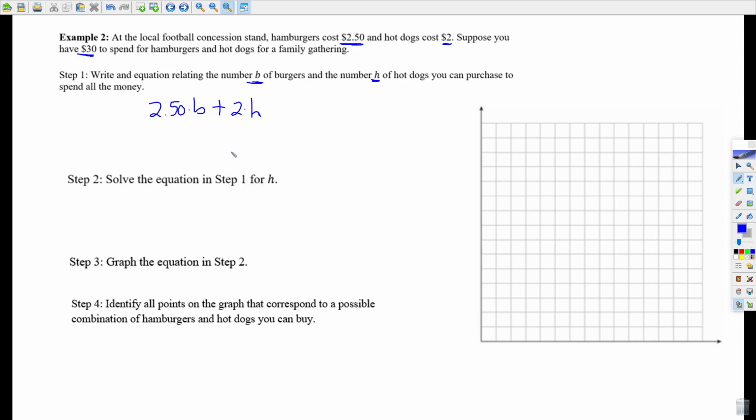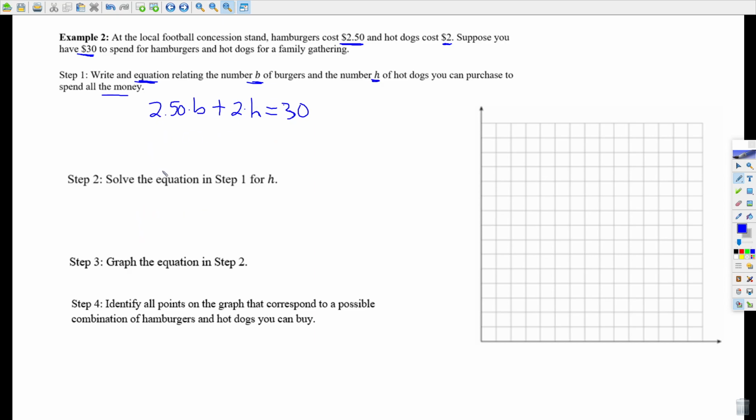And then we're going to add to it. They want us to write an equation. So to make an equation, we'll put equals 30. That's the total amount of money we have to spend. So depending on the number of burgers and hot dogs we buy, we could plug that in and have it equal to $30 to spend all the money. That's kind of the goal here, is we want to spend all the money that we have. So what kind of combinations can we get to spend all that money?